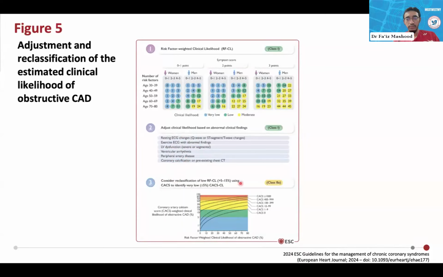All these are modifier. And number 3 is another modifier, which is a calcium score. So if, let's say, this lady falls under, sorry, low risk, and for example, her calcium score is more than 400, so from low risk, she can become high risk, sorry. So let's say we are talking about calcium score of more than 1,000, she can become very high risk. And that's how we use the modifier.